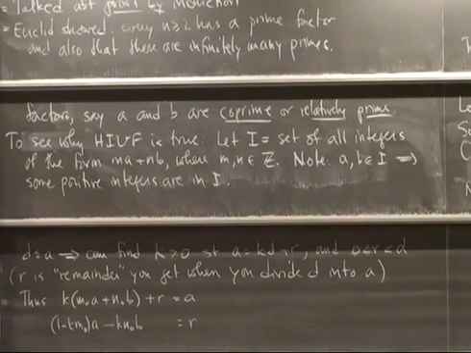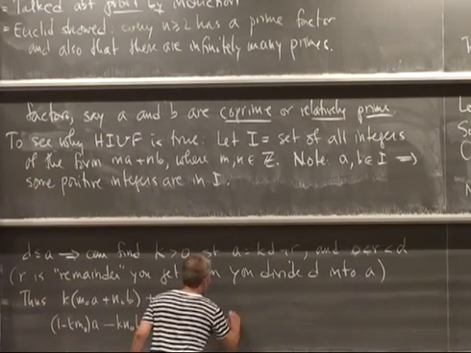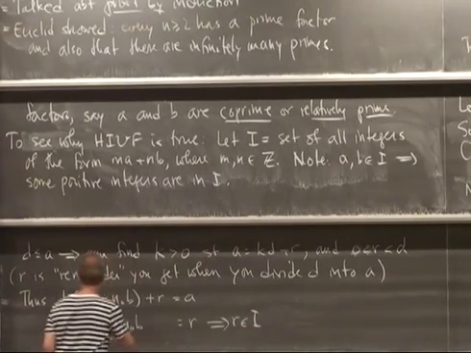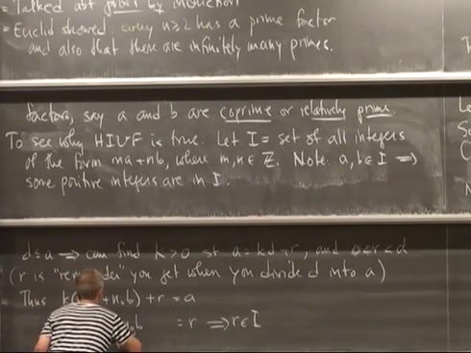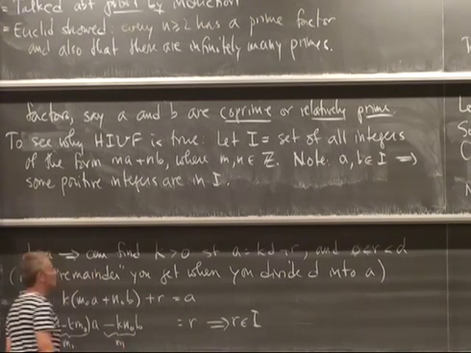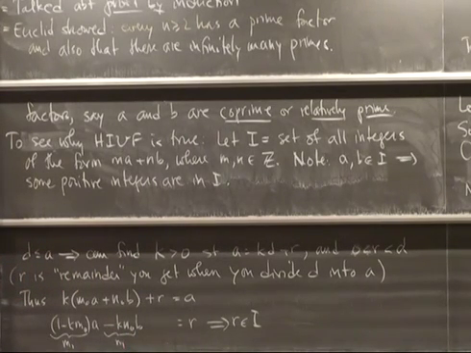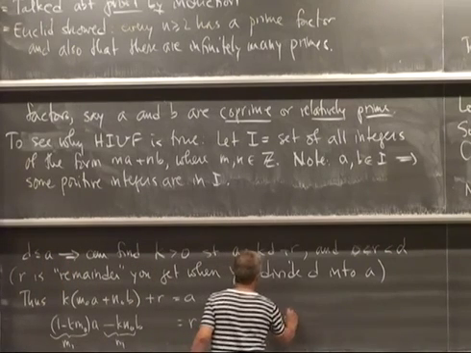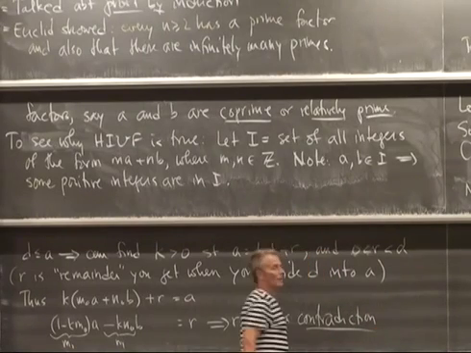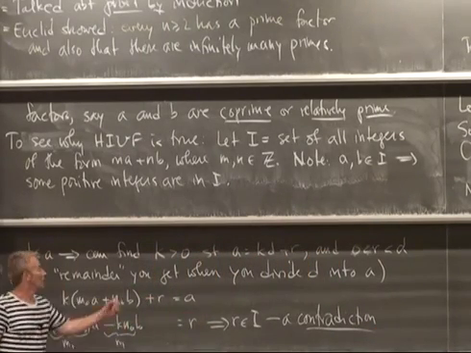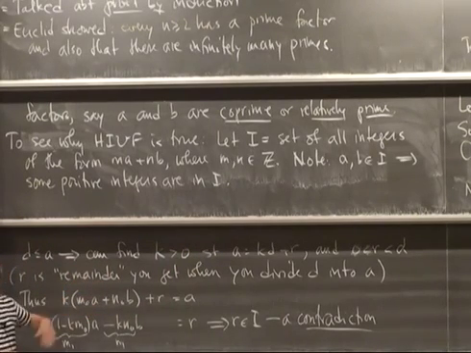See that? But wait, that means that R is in I, because I can think of this as M1 and this as N1, and I have M1A plus N1B equals R. Therefore, that R is in I, and that's a contradiction. Why is that a contradiction? Yeah, because R is less than D. R is a positive thing in I, less than D. No such thing exists.